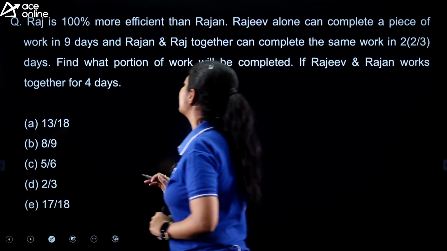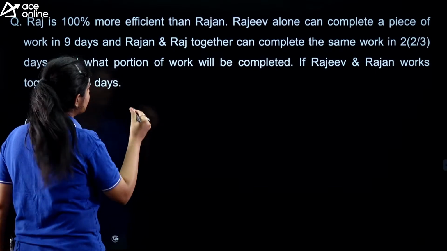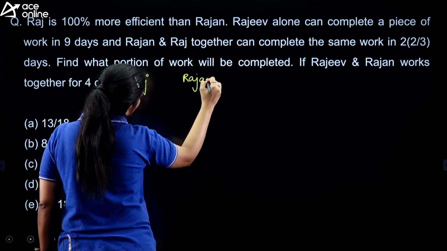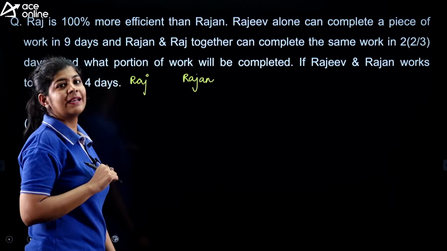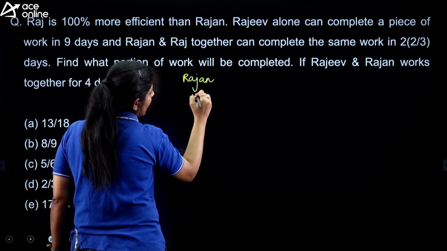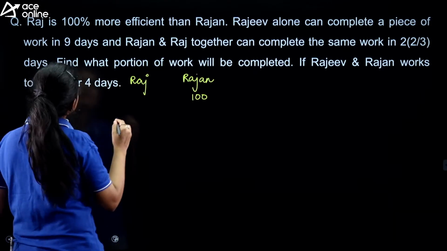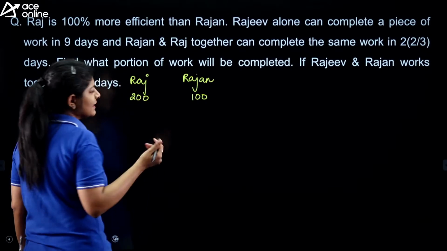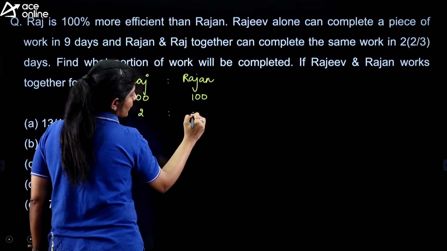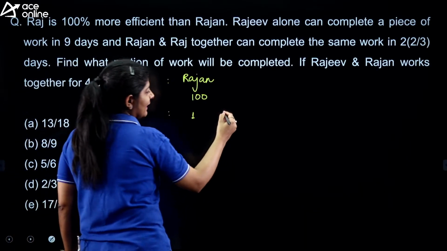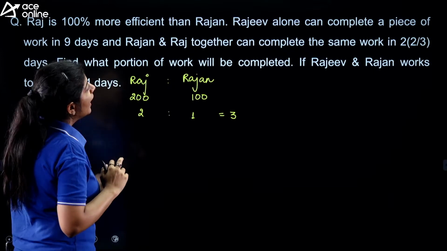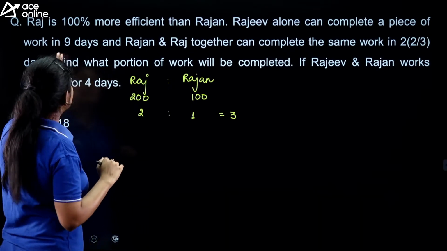Look, the question is simply saying that initially we have 2 persons. The first one is Raj and the second one is Ranjan, right? The question says that Raj is 100% more efficient. So if I assume that the efficiency of Ranjan is 100, then the efficiency of Raj is 200. So I can write the efficiency ratio between Raj and Ranjan as 2:1, right? So the combined efficiency they have is a multiple of 3, right?